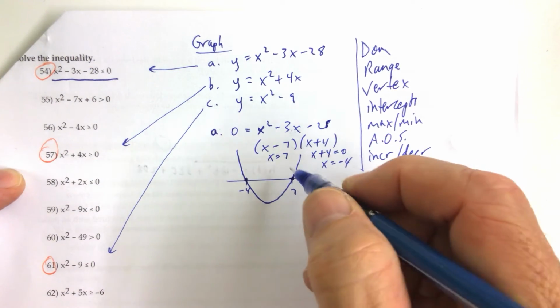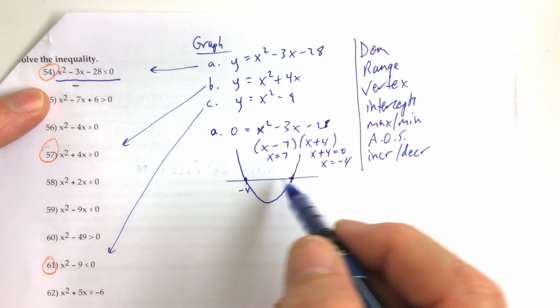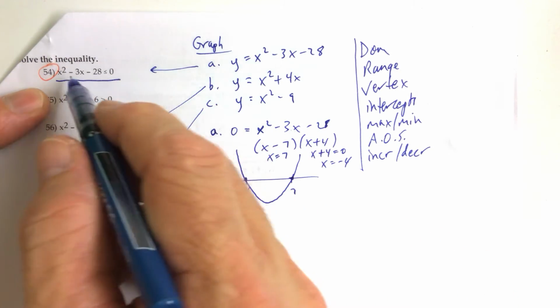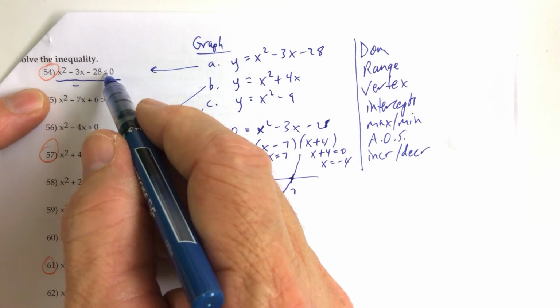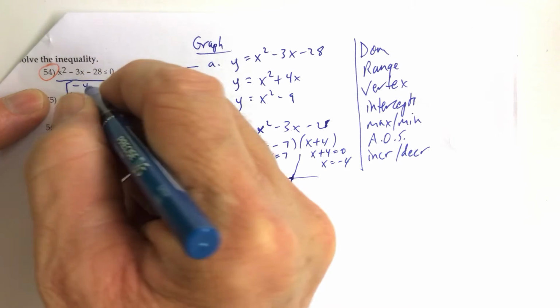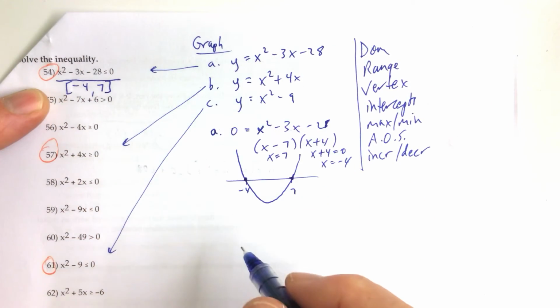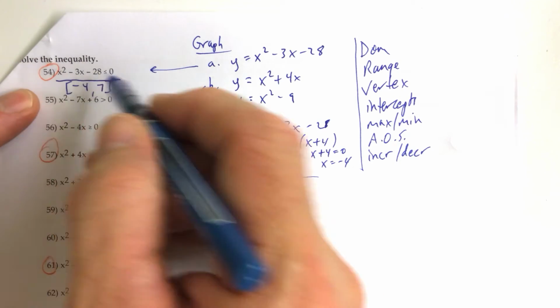By the way, we can go ahead and answer this question right now. We can answer this one by just looking at the graph, that this function is on or below the x-axis in between negative 4, including negative 4, and 7, including 7. Okay, so that's the answer to that inequality.